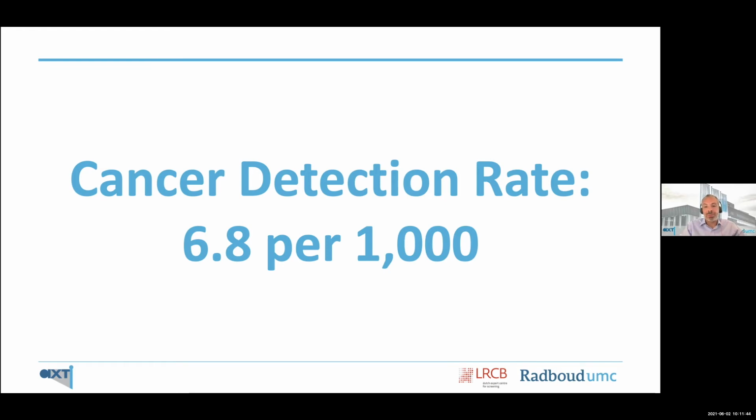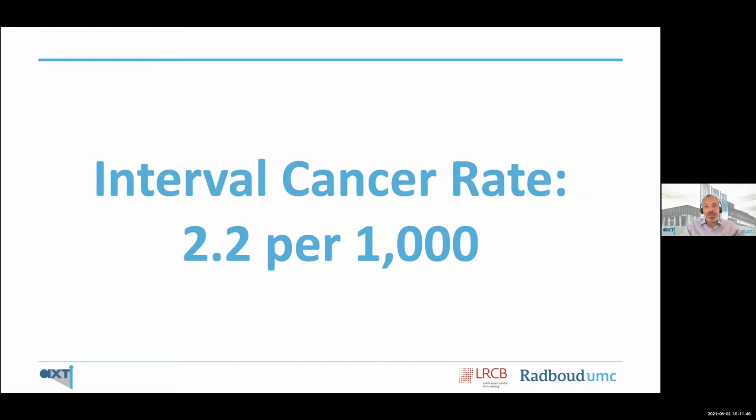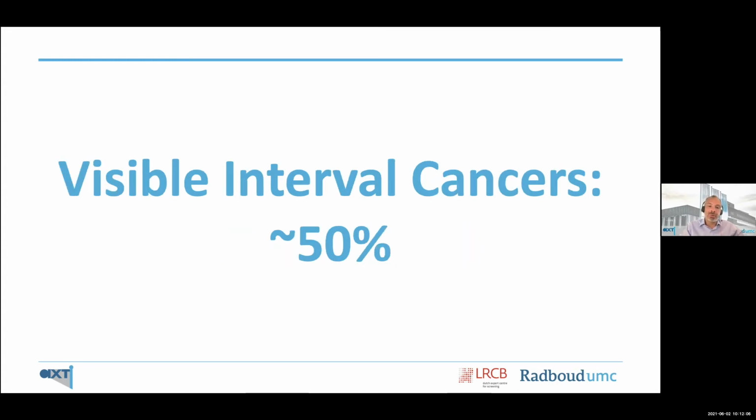But of course, it's not perfect. If we look at the interval cancer rate, the screening here is done every 2 years, so the interval cancer rate is based on a 2-year period. It is 2.2 per 1,000. So 1 out of 4 diagnosed breast cancers in the screening population are diagnosed outside of screening. And in retrospectively looking at mammograms from screening where an interval cancer was found, it was deemed that 50% of them were visible. So they were actually there on the day of the screen.